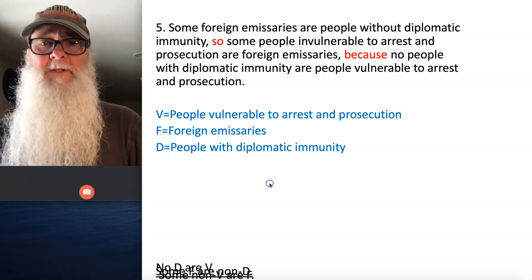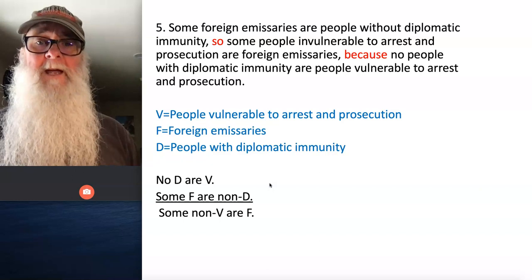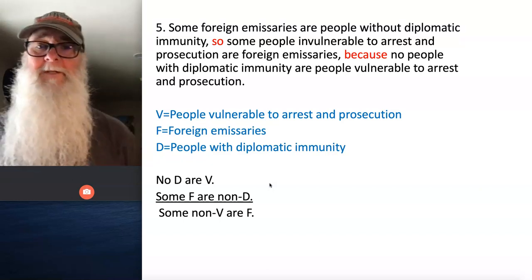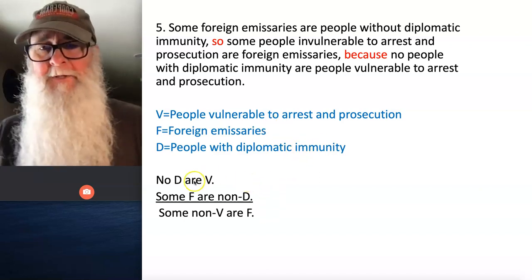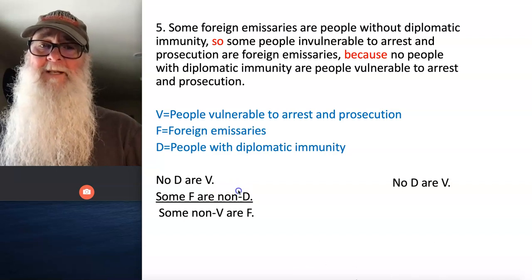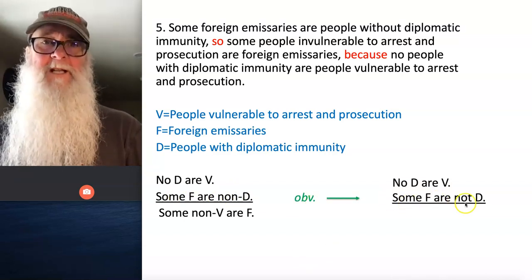So with these as our terms, symbolically represented, the argument says: No D are V, some F are non-D, some non-V are F. We want to reduce down the terms by eliminating the term complements non-D and non-V. We can do that really easily with our second premise by simply obverting it. And if we obvert "some F are non-D," we're going to get "some F are not D."